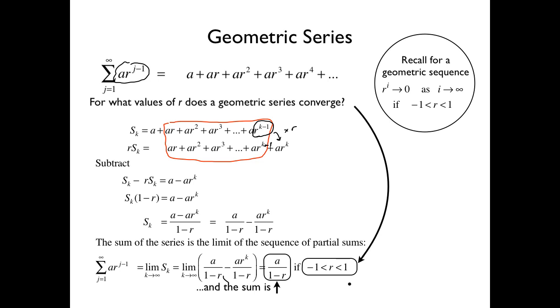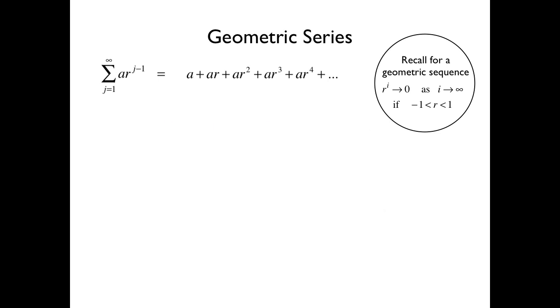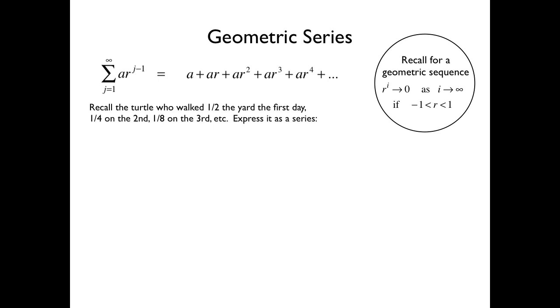Okay, so let's look at an example. The turtle is still making its way across the backyard. Remember, he walked half the yard the first day, then a quarter of the yard on the second day, and then an eighth of the yard on the third day. And so that's a series, right? Let's write that out. What series is that? 1/2 plus 1/4 plus 1/8.